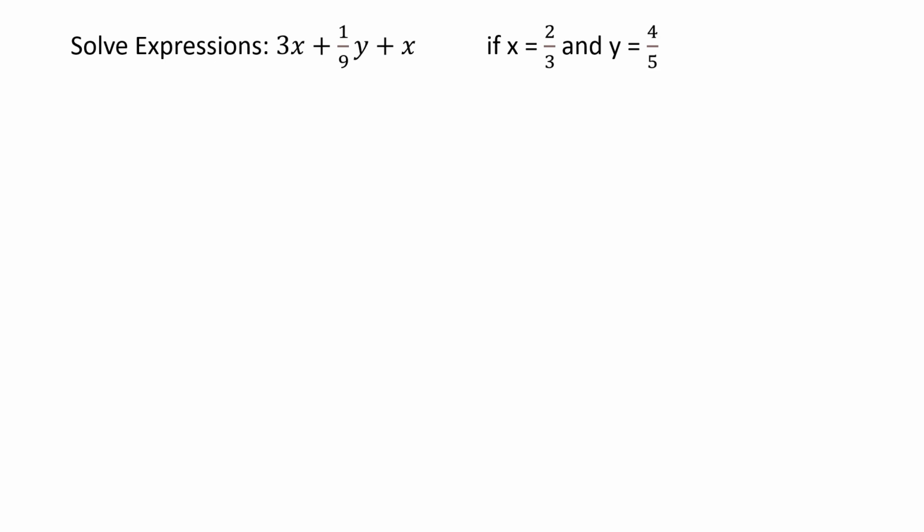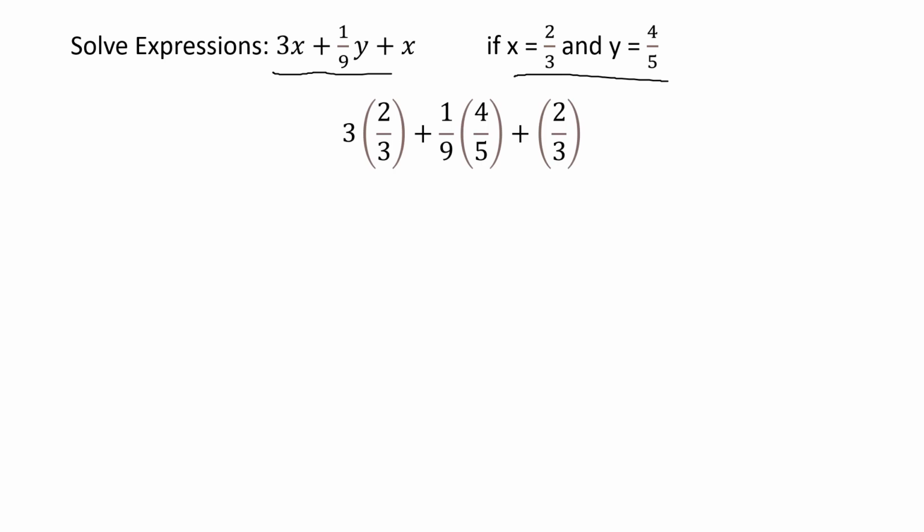All right, let's look at solving expressions. Another wording here is evaluate. So our goal is to solve this. All I have to do is plug those values in for x and y. I always put mine in parentheses, so I don't lose my operation or my signs. So 3x becomes 3 times 2/3. 1/9 times y becomes 1/9 times 4 over 5. And then x by itself is just 2/3. And now I just work through order of operations. There's no work to be done inside of parentheses. There's no exponents. So I multiply.